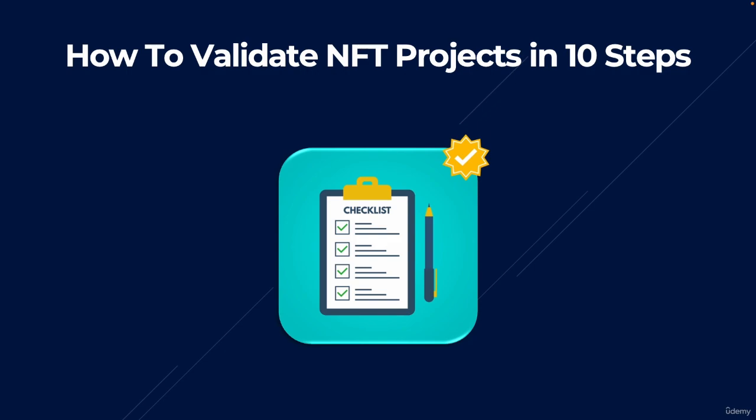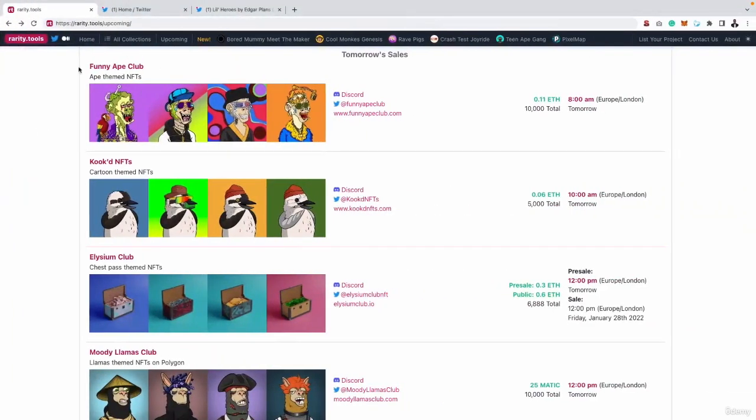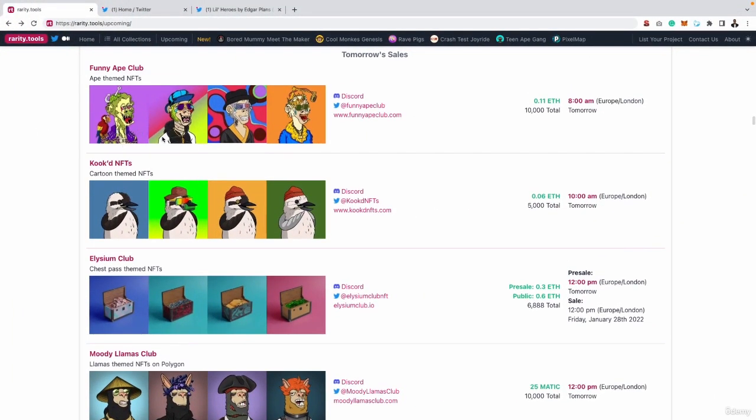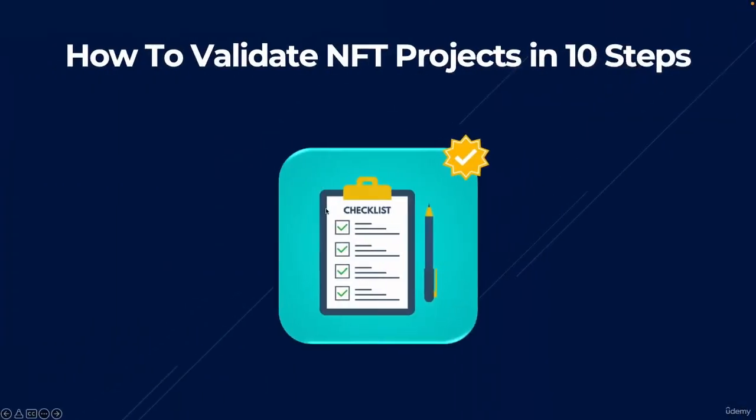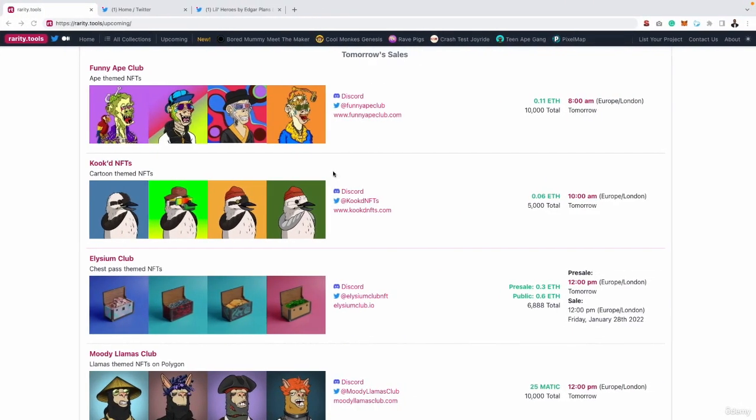So what I'll do is I'll go through the 10-step checklist in the PowerPoint slides. We're then going to head over to rarity.tools. We'll then review some of these collections we can see that are upcoming. And then I'll go through my checklist one by one and literally audit these projects to determine if they are good or if they are bad.